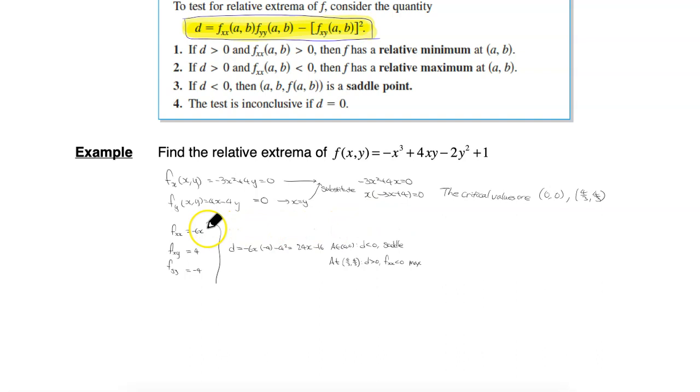the rest. The second partial derivatives give us fxx equals negative 6x, fyy equals negative 4, fxy equals 4, and now all we need to do is plug in the values of x and y. There's only one place where it's actually going to matter. So at 0, 0, x equals 0, and d becomes negative, so it's a saddle. At the point 4 over 3, 4 over 3, we plug in x equals 4 over 3, and we find that d is positive. On the other hand, fxx is negative, so it's a max.